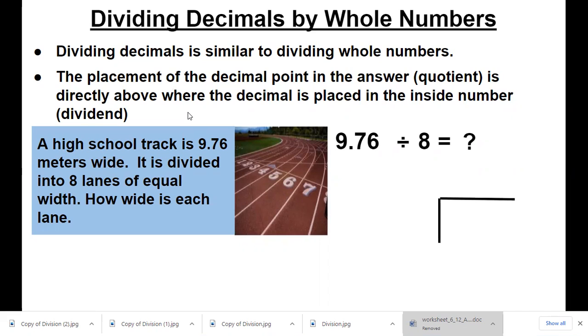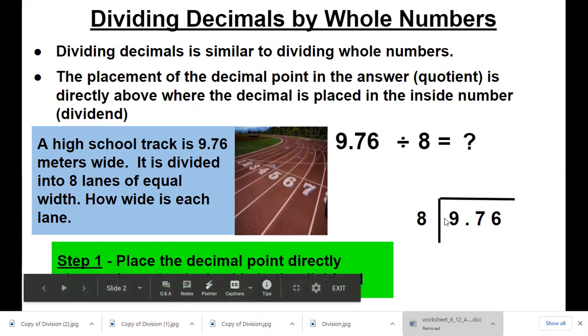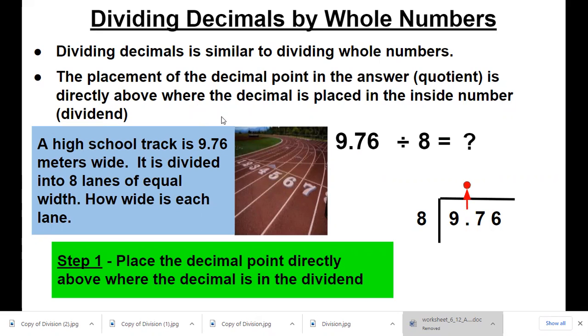So we set up a long division problem. 9.76, the first number is always on the inside. The second number is always on the outside. So step 1, place the decimal point directly above where the decimal is in the dividend. Remember, the dividend is the inside number. The divisor is the outside number. So we got a decimal right here, and we're going to place that in our quotient right there. So do that first before you do any dividing. Just put the decimal where it goes.